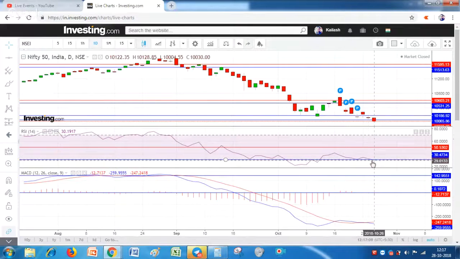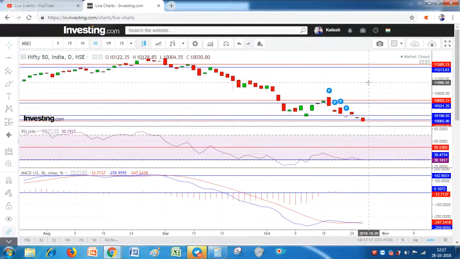RSI is actually already at 30 level, so it is already at oversold level. It's already oversold, so there is a high probability of reversal from this level. So Nifty is at a make and break level.